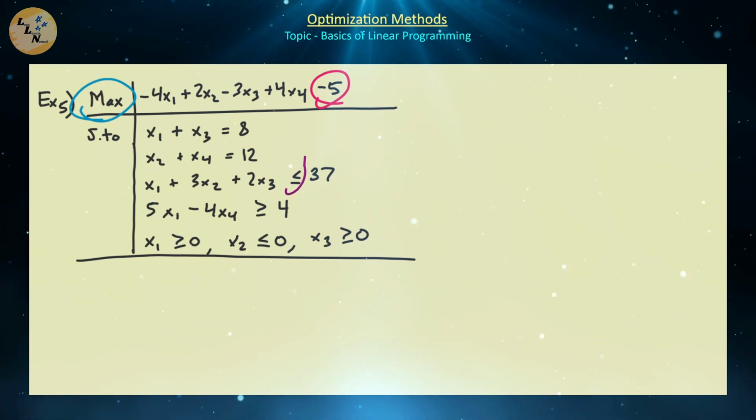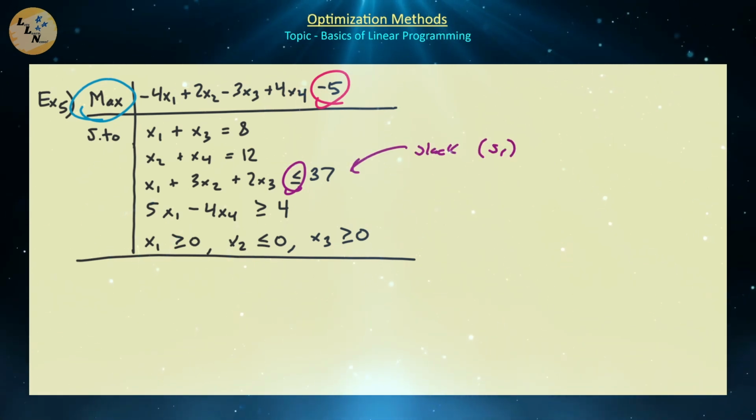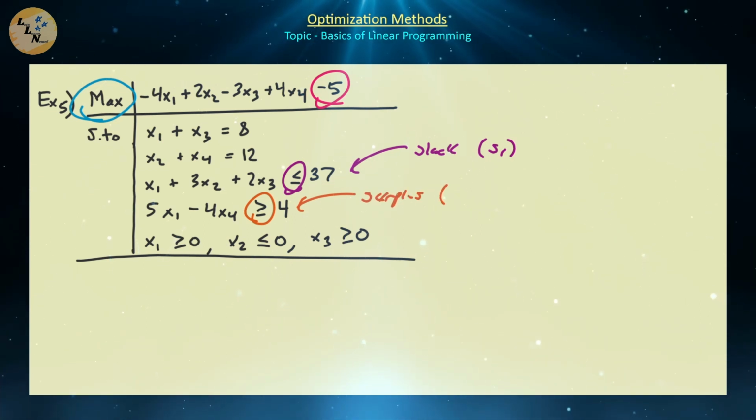The next thing is we have this less than or equal to term, which means that we need to introduce a slack variable. We're going to be calling that slack variable S1. The next issue would be this greater than or equal to symbol, which means we need to introduce a surplus variable into that particular picture. We're going to be calling that variable S2.